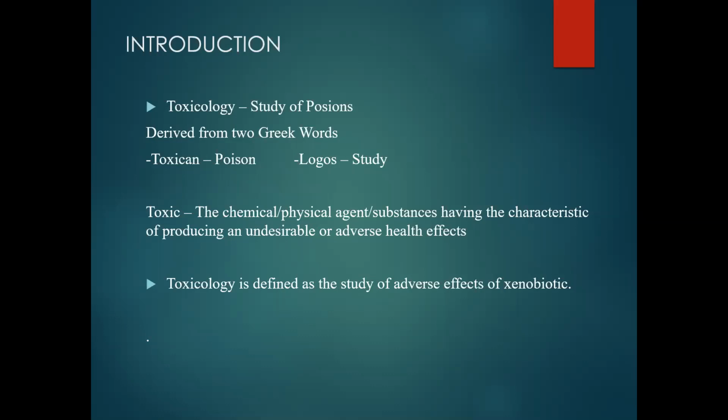Now, what is toxicology? So toxicology is basically the study of poisons. It is derived from two Greek words. The first part, toxikon, means poison, and the other word, logos, means study. So before proceeding to study toxicology, we should understand what a toxic substance is. A toxic substance can be any chemical or physical agent that has the characteristics of producing undesirable or adverse health effects. So any physical agent or chemical substance which has the capacity to produce any unwanted or adverse effects in an organism is known as a toxic substance.